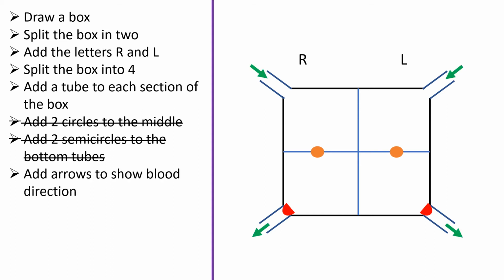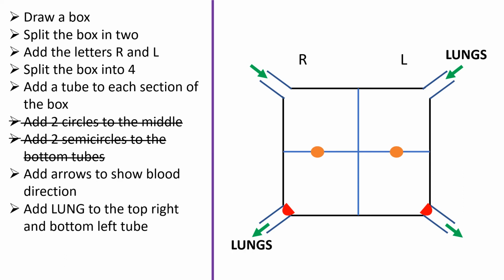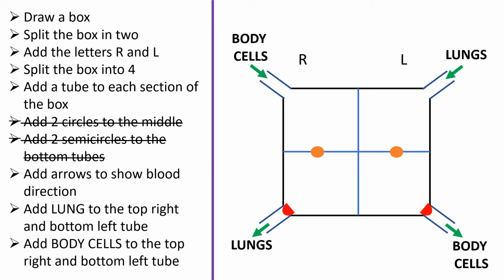The next thing we have to do is we add arrows to show where blood goes in, the top tubes, and blood leaving the heart through the bottom tubes. We then again identify where the blood is going to and from by adding lungs in the top right and bottom left, and adding body cells to the top left and bottom right.